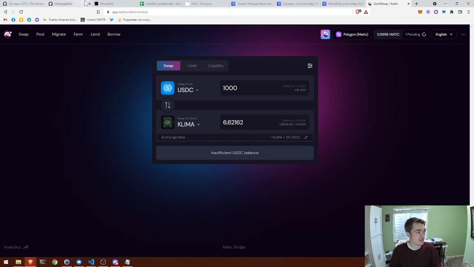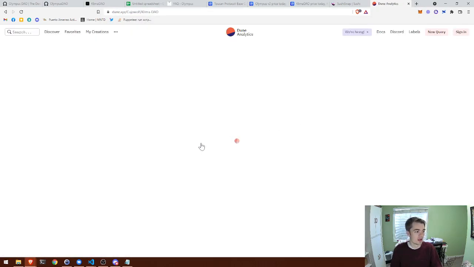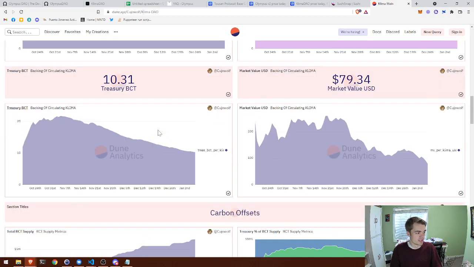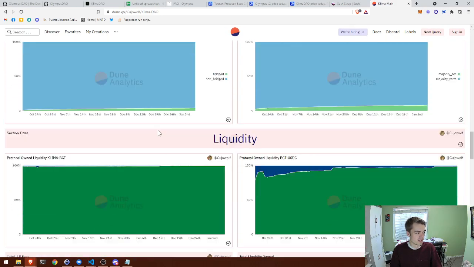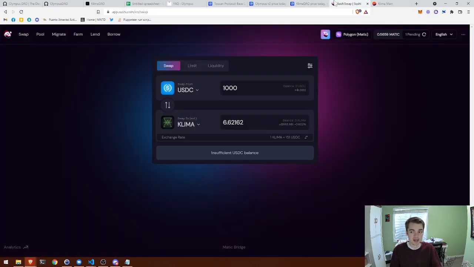In fact, if you look at KLIMA, always another link that you forget to add. If you look at KLIMA here, you can see that in its 3 months of existence, it has generated $10 million in liquidity fees, which is kind of crazy, right? That's 1/25 of its market cap in 3 months in just trading fees that it gets to capture because it doesn't let other people capture it.